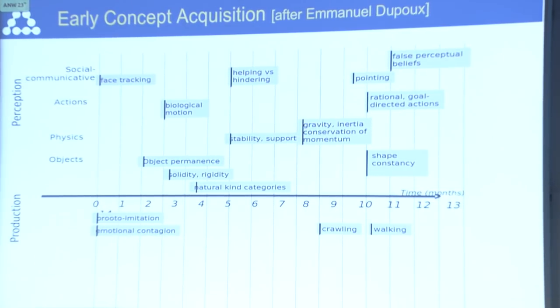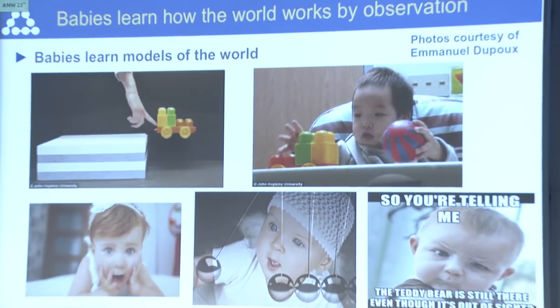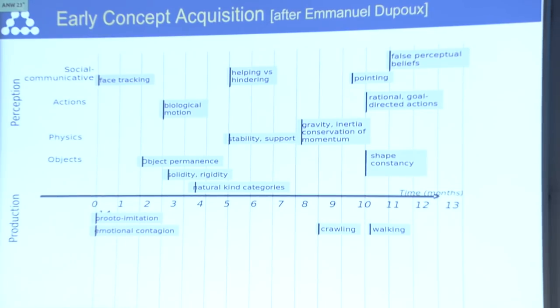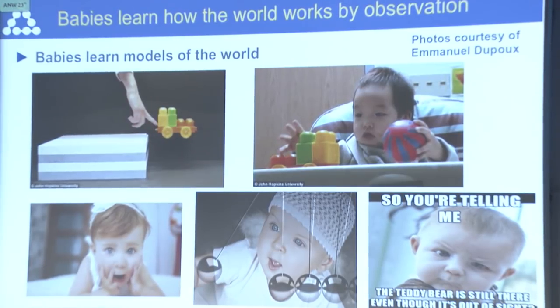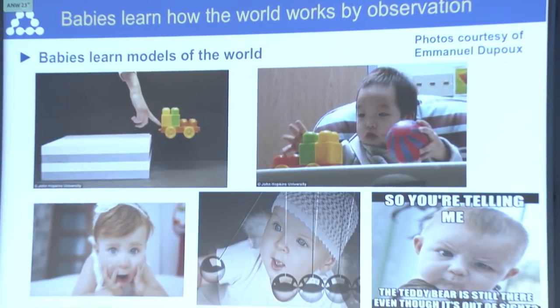So before 8 months, if you show a baby something like this, a cart that floats in the air, they say, sure, that's the way the world works, no problem with that. After 8 months, when they figured out what gravity is all about, they look at it like this, because they've learned a model of the world. By observation, babies don't act very much in the world, very little. So how do we do this with machines?